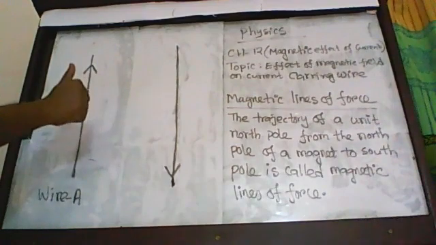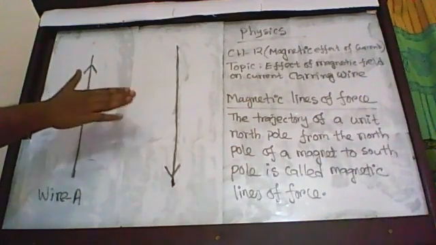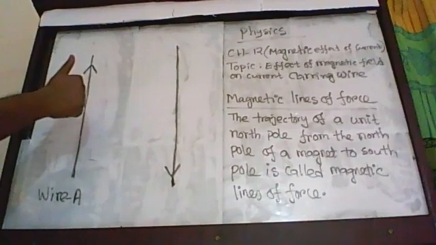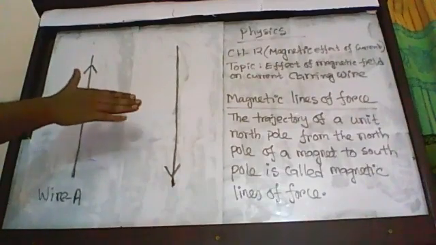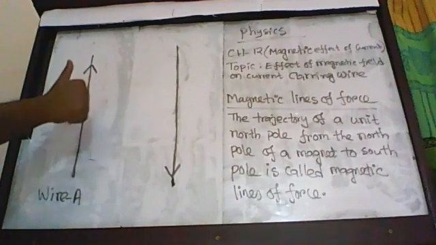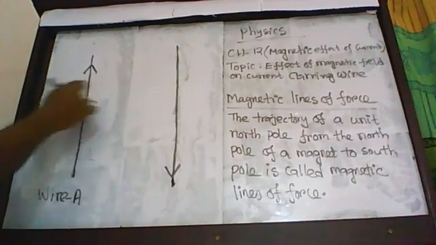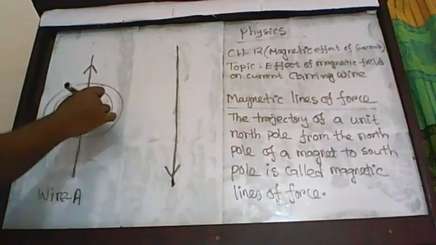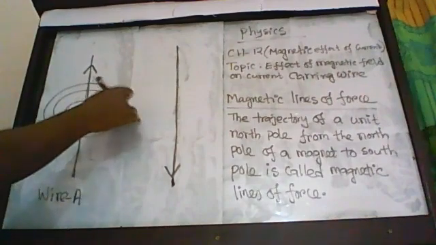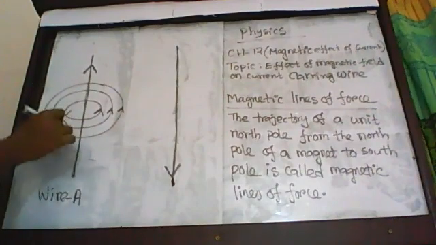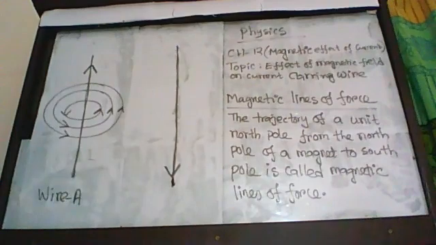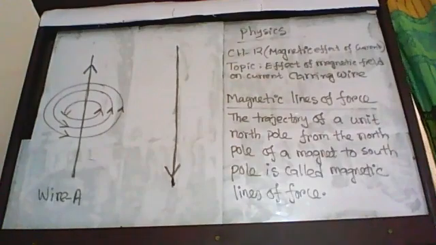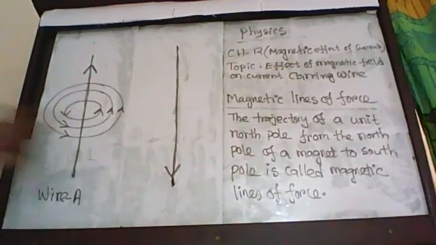So the direction of magnetic field is from right side to left side, from right part to left part. It can move from the right side to the left side, and the magnetic field moves around the wire from right part to left part.